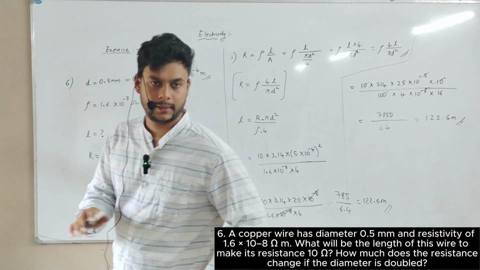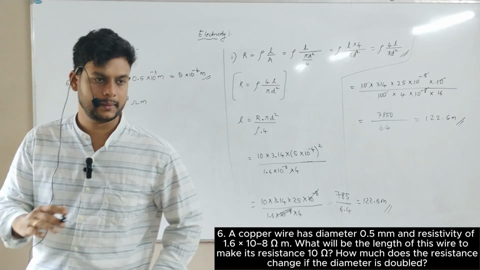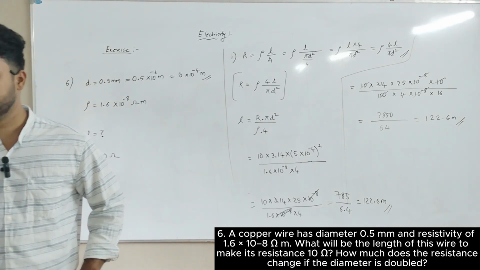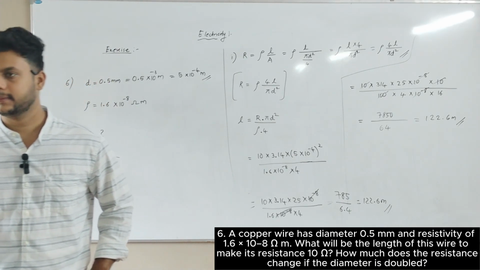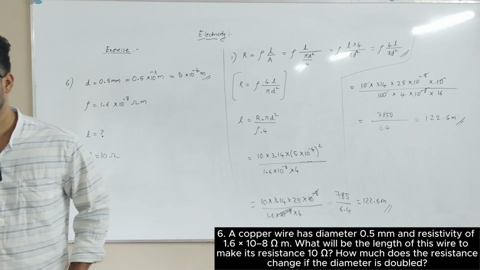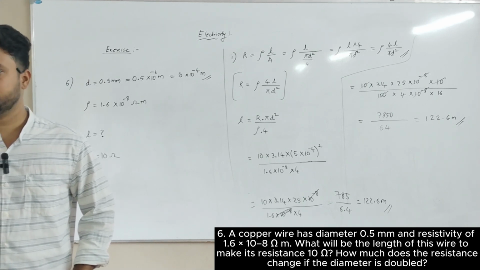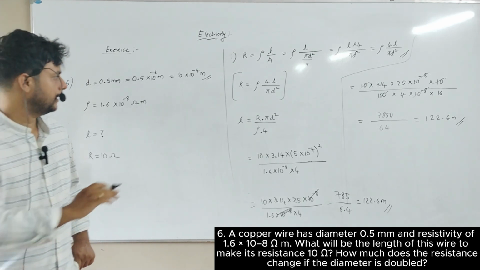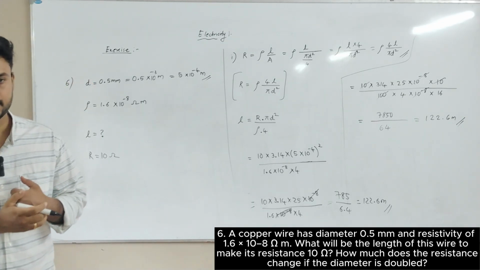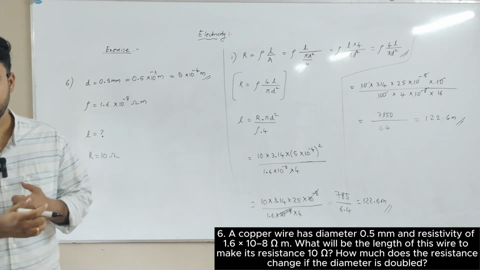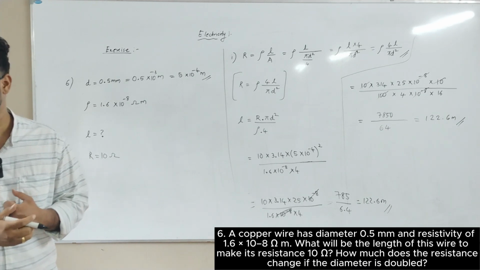See, your calculation speed should increase. Break it down and calculate easily. Practice fast calculations. 5.6 means it's approximately 6. Correct. So that is the answer. Any doubts? Length finding. Understood how I took the length formula?